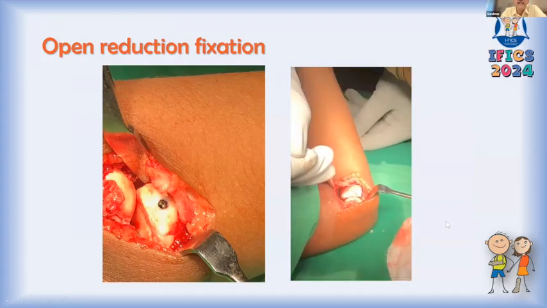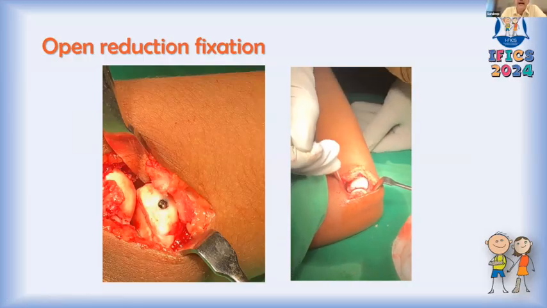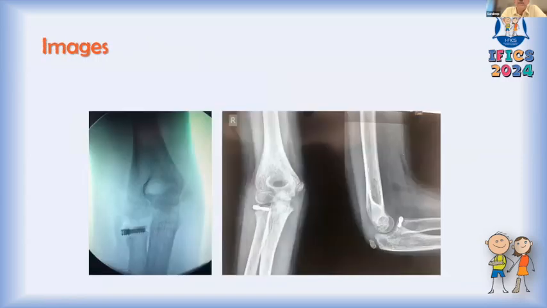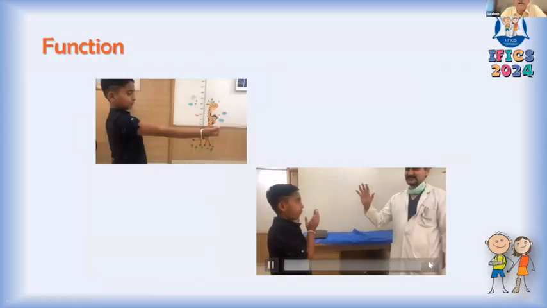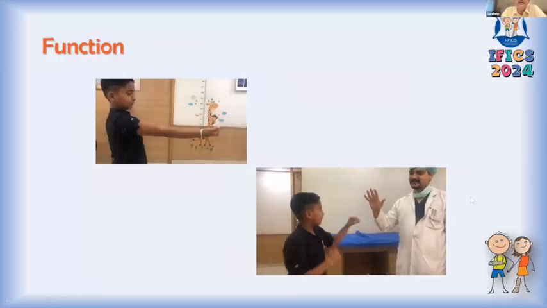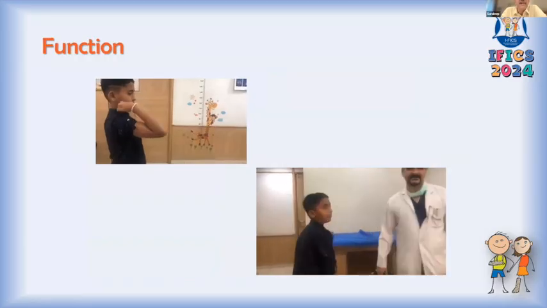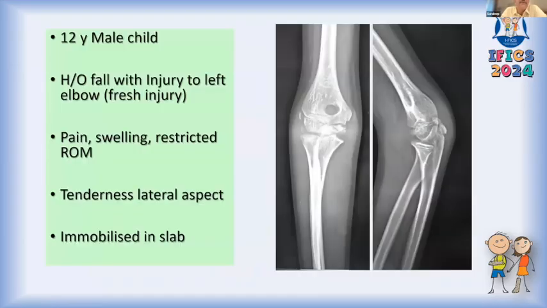And again, as you can see here, a delayed presentation, but restored with a small Herbert screw, and then the head rotating nicely. And then the child went on to heal quite nicely, and he had very good function, and he was training to be a boxer, and he went back to his sport and regained his extension as well as good strength. So that is his function later on. And at 5-year follow-up, he's a national boxer today with good function. And we've removed the screw then. He had some irritation around the radial side, and I took the screw off.